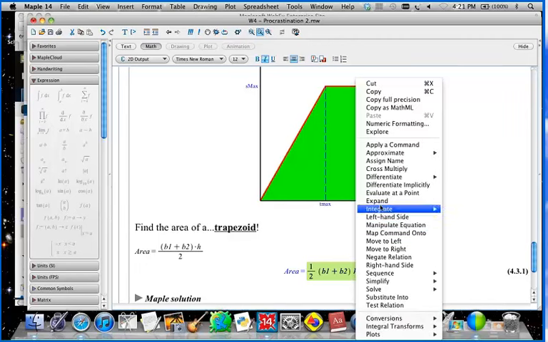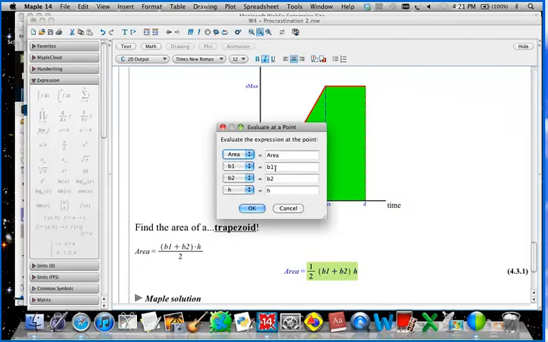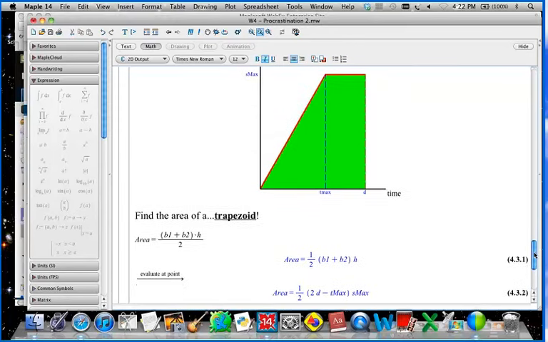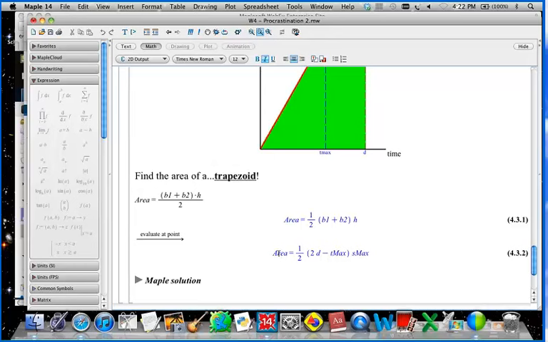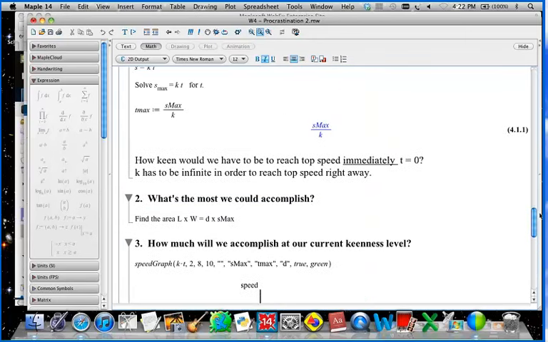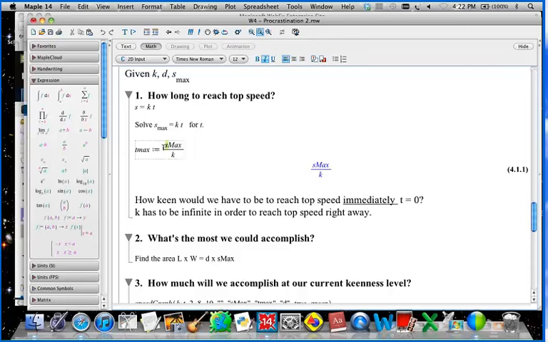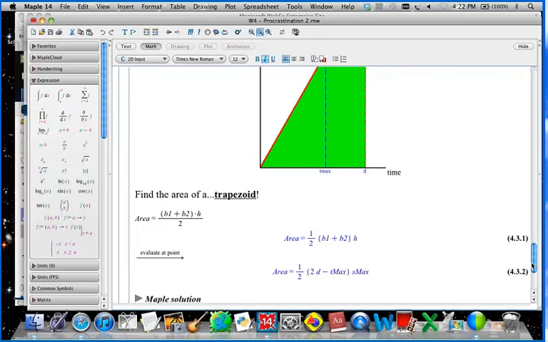Right-click, and evaluate. Okay, so there's the area formula. But remember, we had an expression for T max. We solved that earlier. Remember when we did that? Let's look back up here. Okay, we said that T max is equal to S max over K. Let's substitute that in. So now let's evaluate this expression.